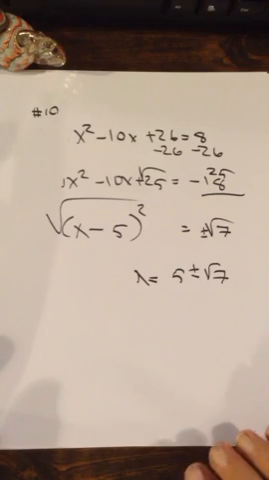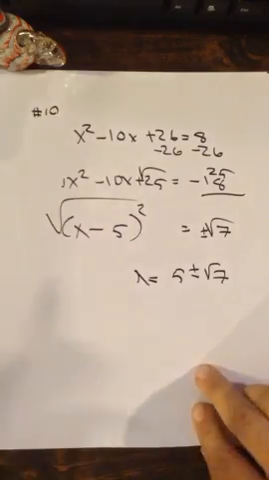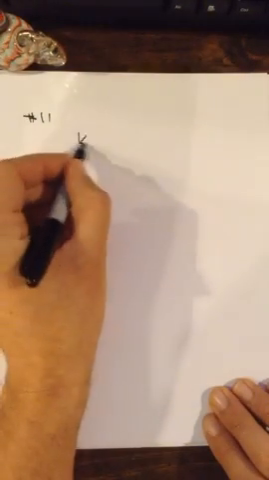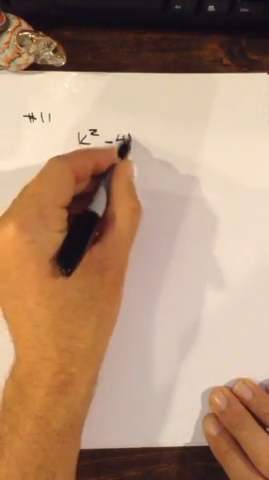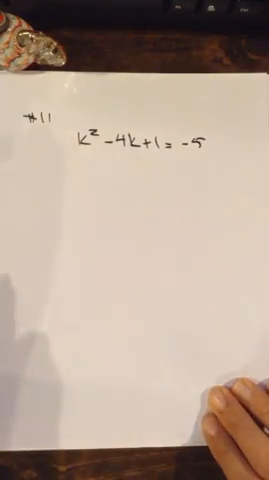For right now, I'm not going to deal with a coefficient other than that. Well, I guess I might as well. I'm already here. Let's do 2 more, then we'll call it good, okay? Let's do number 11 real quick. So if I get k squared minus 4k plus 1 equals negative 5.